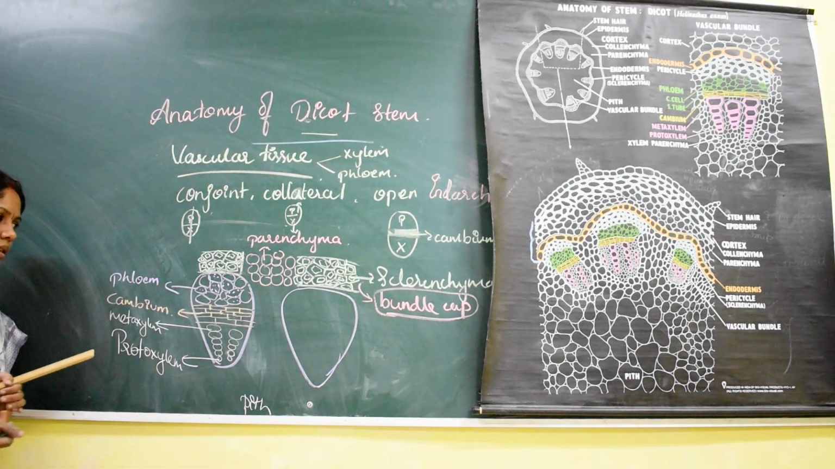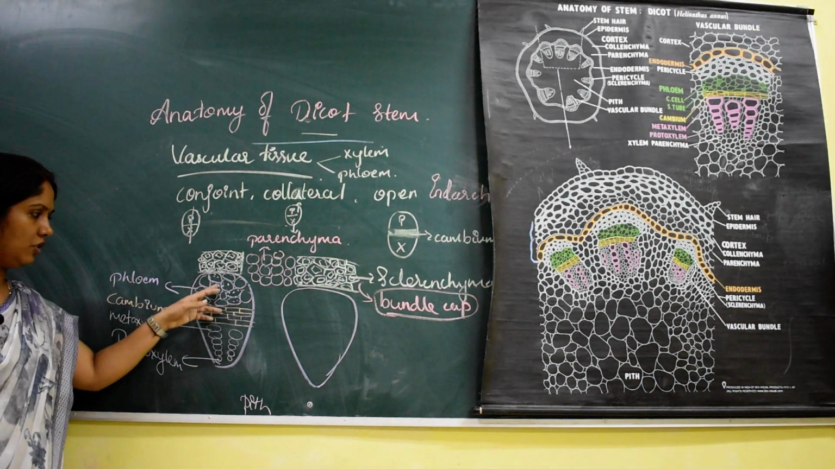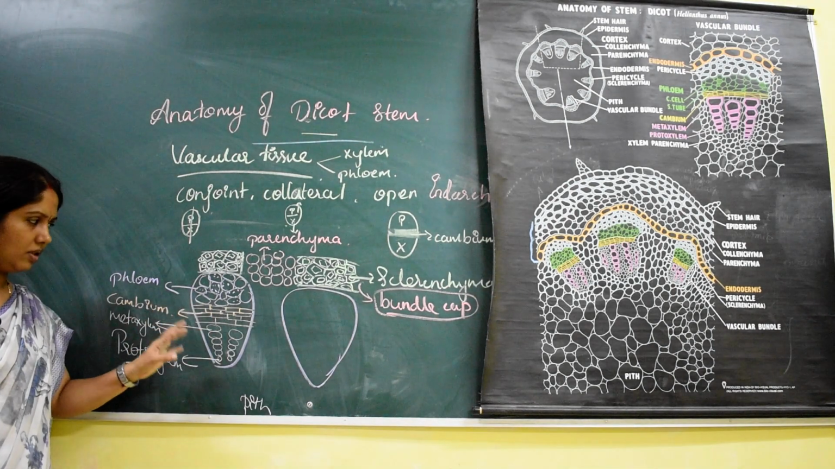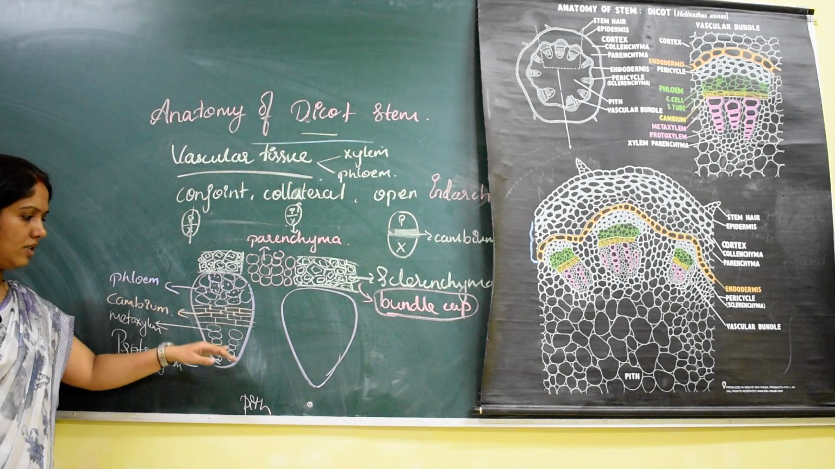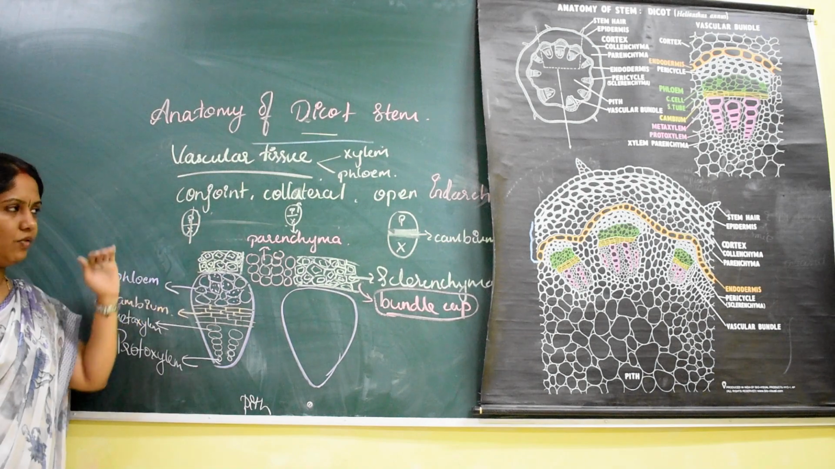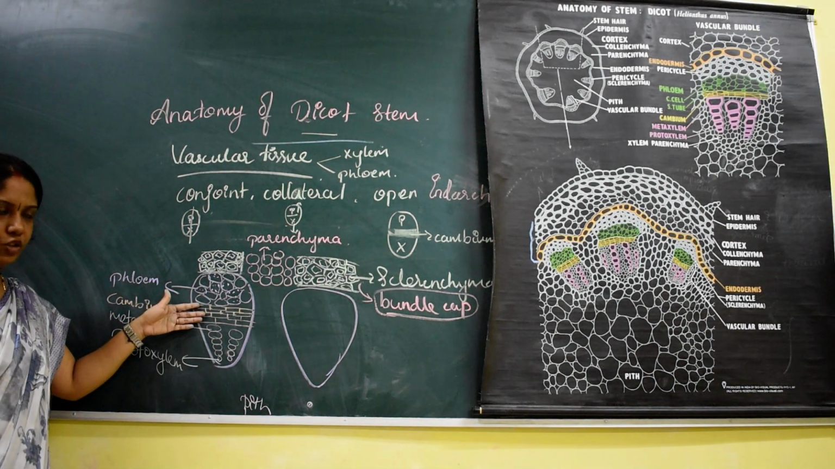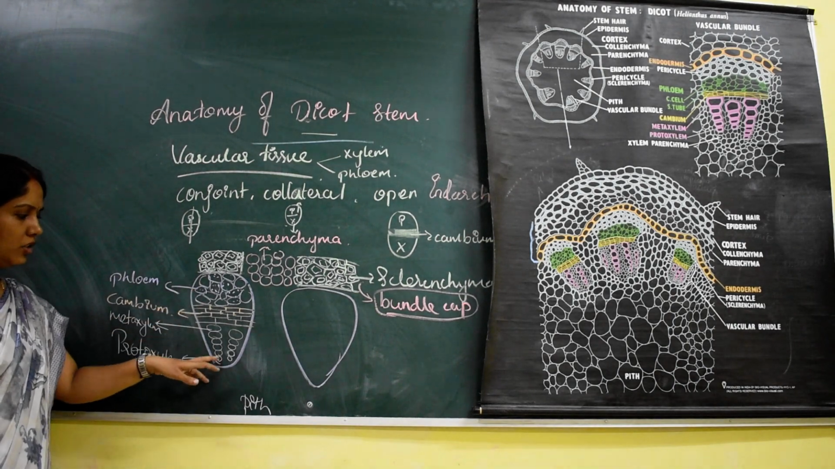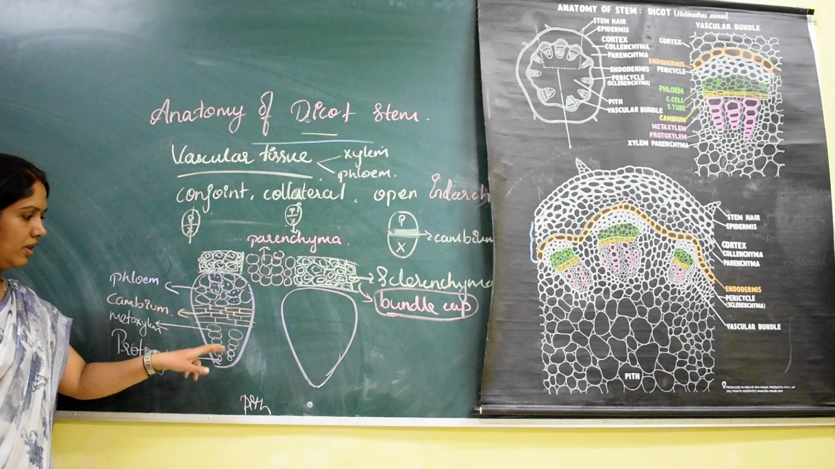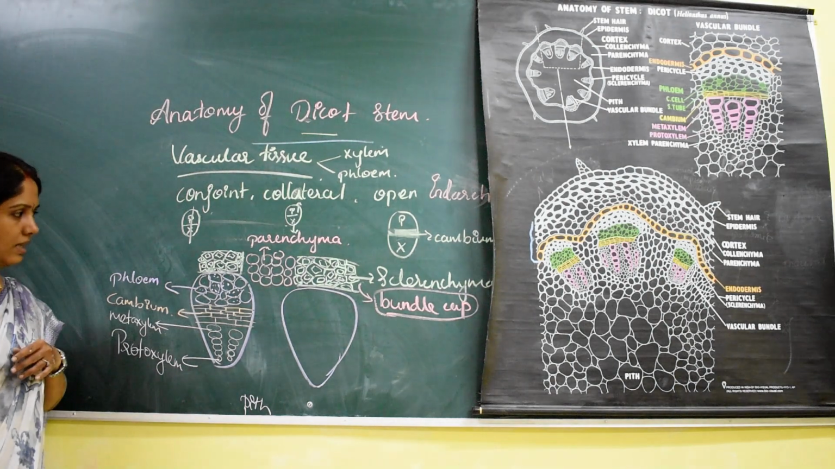So hence the vascular bundle is conjoint. Xylem and phloem are present in the same bundle. Collateral: xylem is towards the center and phloem is away from the center. Open type, because in between phloem and xylem there is a patch of cambium. Endarch condition: protoxylem is towards the center and metaxylem is away from the center.